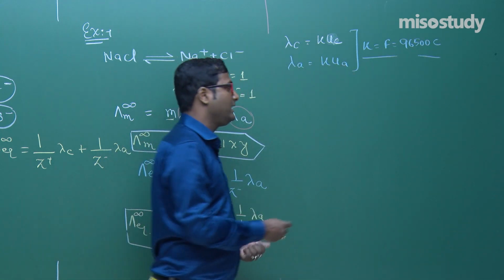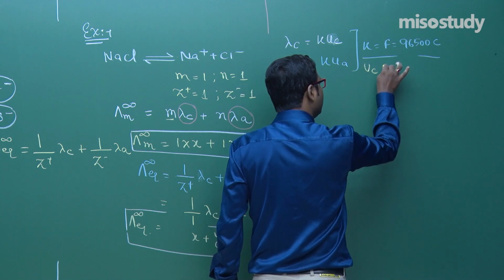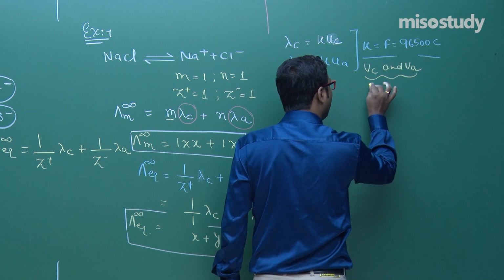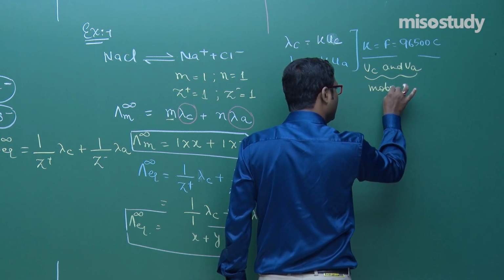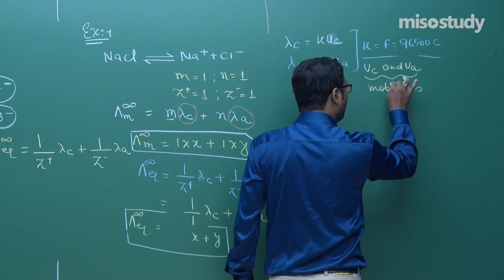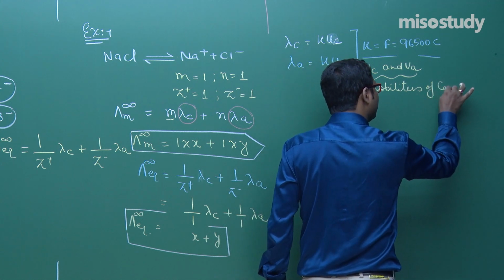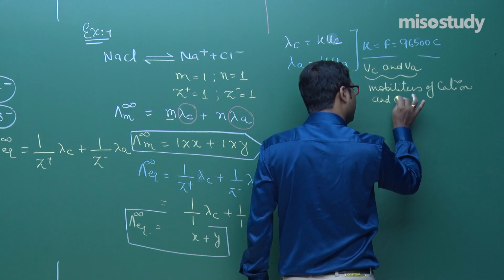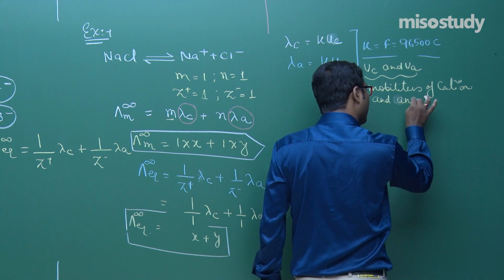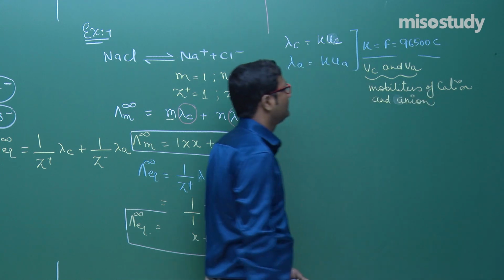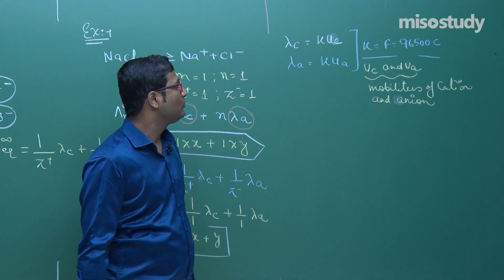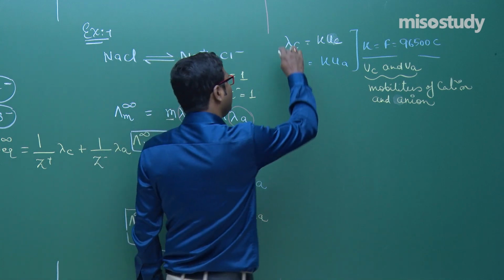And what is UC and UA? That is, my friend, mobilities, ionic mobilities of cation and anion, my friend. Again I am repeating, cation and anion. Clear to you? So if not given, then you can use this formula, you can get the ionic conductivity.